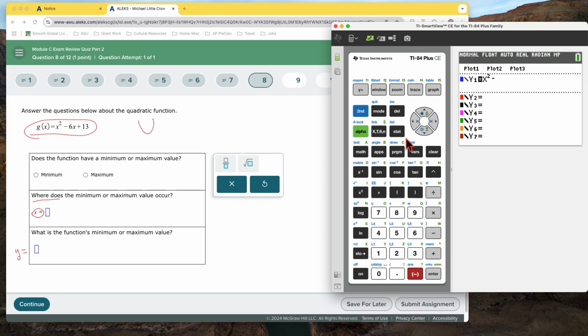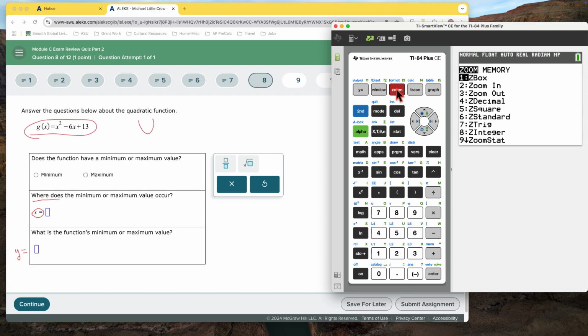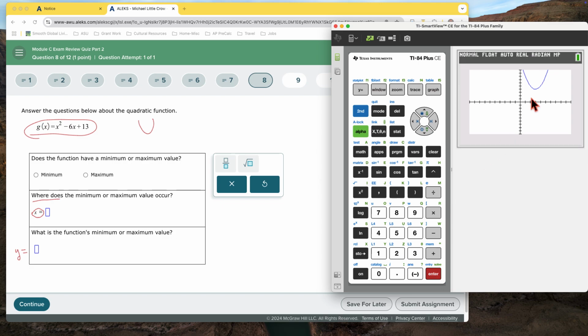Oh, that's the wrong negative. It has to be a subtraction, right? Minus 6x, and then plus 13. We're going to graph this. I'm going to go to the zoom standard. And again, sometimes with graphing, the hardest thing is getting the window just right, unless they've given it to us.